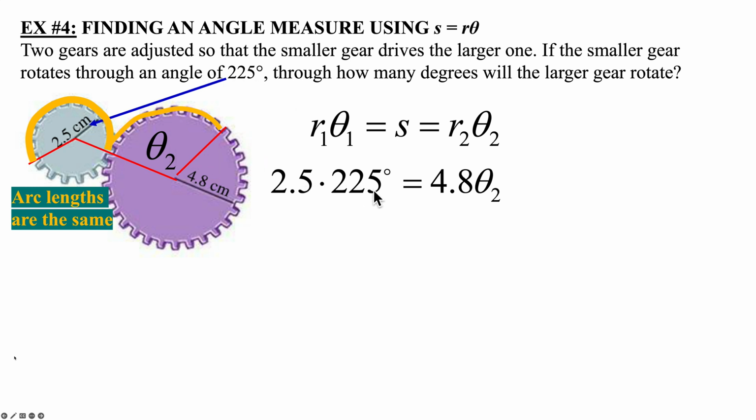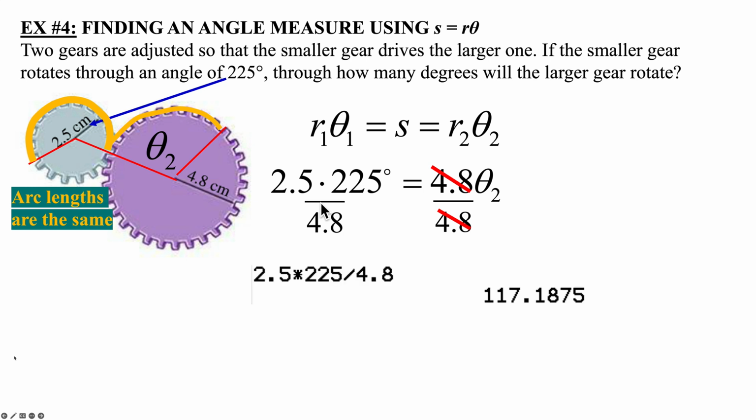So if we plug in our information, 2.5 times 225 degrees equals 4.8 theta sub 2. All you have to do to solve for theta sub 2 is divide over the 4.8. And now we can go to the calculator, type it all in. 2.5 times 225 divided by 4.8, 117.1875 degrees.